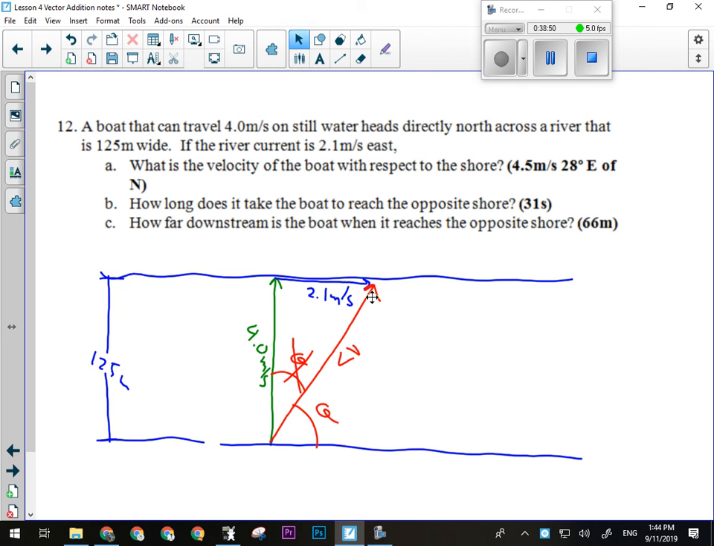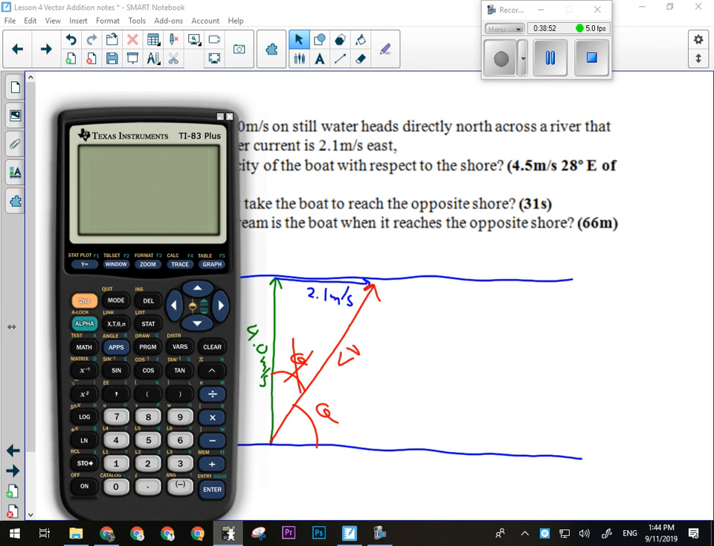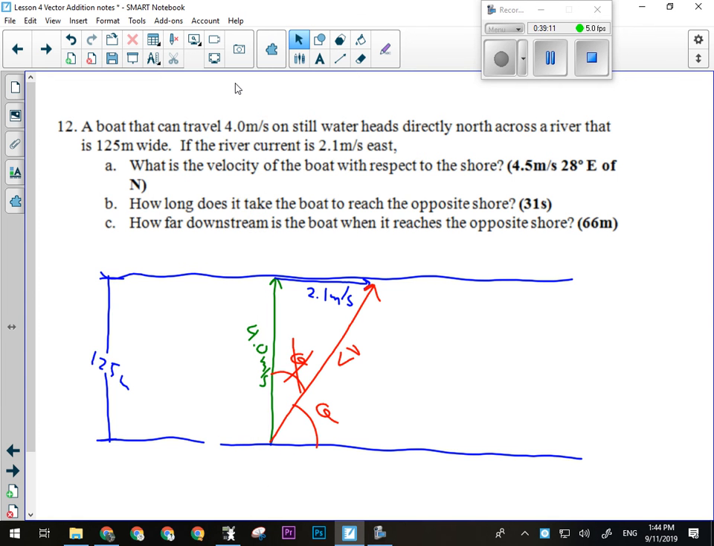Okay, so first thing I'm going to do is find the magnitude of that velocity. That's just Pythagorean theorem. All right, so all I have to do is go 4 squared plus 2.1 squared. Okay, so we're looking at 4.517 or 4.518, okay, which will round to 4.5 meters per second. Okay, so this is 4.5 meters per second.